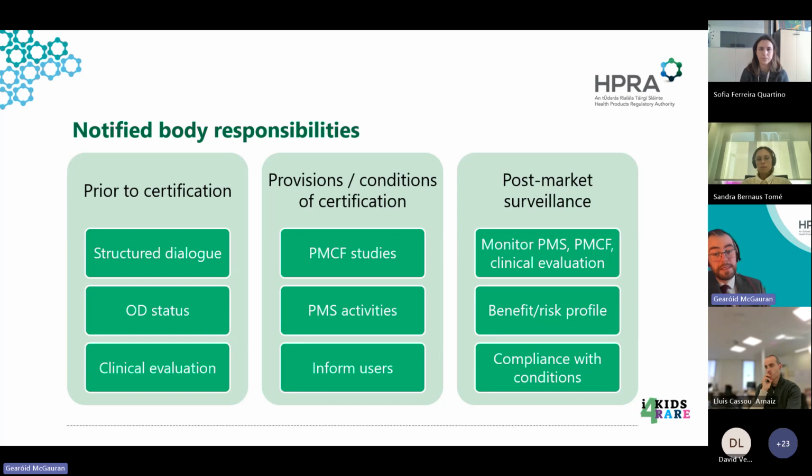Once the device is placed on the market, the notified bodies will have a responsibility for monitoring the post-market clinical follow-up activities of the manufacturer and the device. This would include regular reassessment of the clinical evaluation as it is updated based on new data collected in the post-market setting. And additionally, the notified body will need to verify that there is a continued favorable benefit-risk profile for the orphan device and ensure that the manufacturer is complying with the conditions of certification.